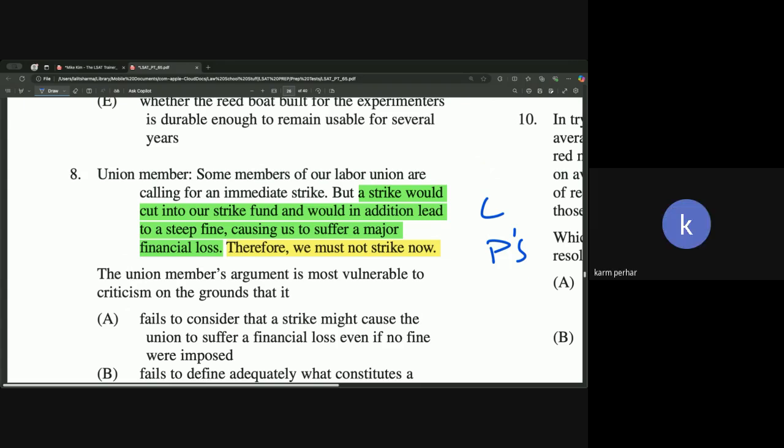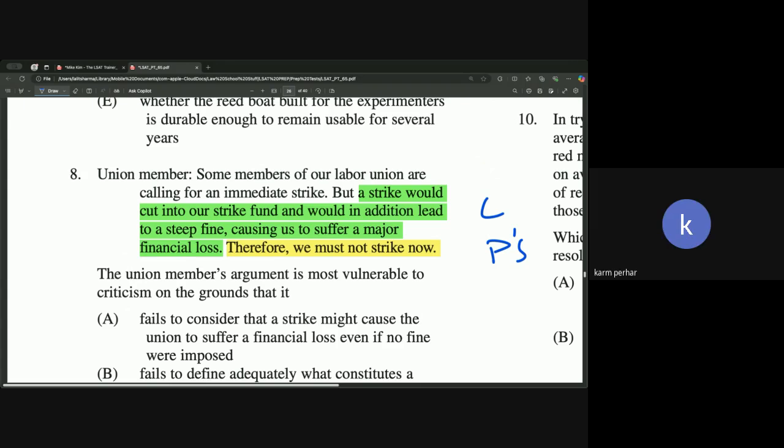I feel like it could be a part versus whole. I agree. It's not potentially the only mistake here, but it could fit into part versus whole. Why do you think so? Because it says a strike would cut into our strike fund and would in addition lead to a steep fund. It doesn't necessarily, it could be for other reasons as well. Yeah, exactly. So other reasons to strike or to not strike?